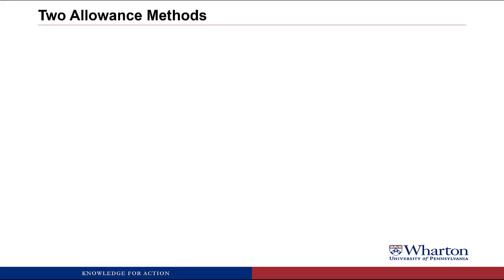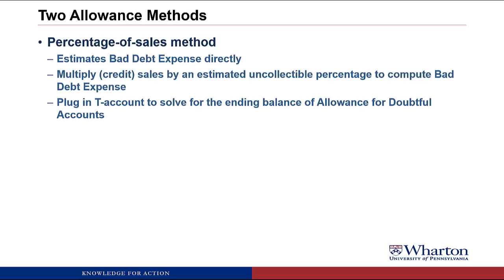There are two basic methods that are used to calculate the amount of uncollectible accounts. I know accounting almost seems like Noah's Ark where there has to be two of everything. But anyway, the first method is called the percentage of sales method. This method estimates bad debt expense directly. The way you calculate bad debt expense is you multiply either total sales or, if you have it, credit sales by an estimated uncollectible percentage. In other words, you take all of your credit sales, you estimate what percent of those you're never going to collect in cash. That's going to be your bad debt expense. We plug it into the T account and solve for the ending balance of allowance for doubtful accounts.